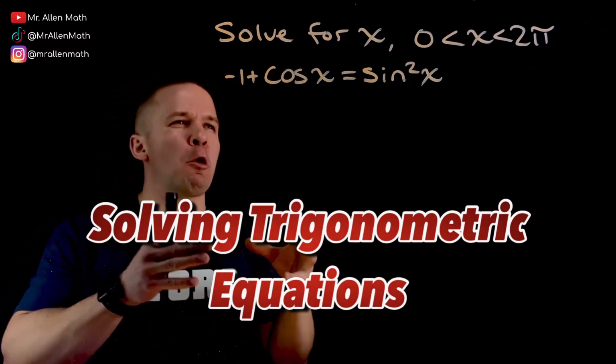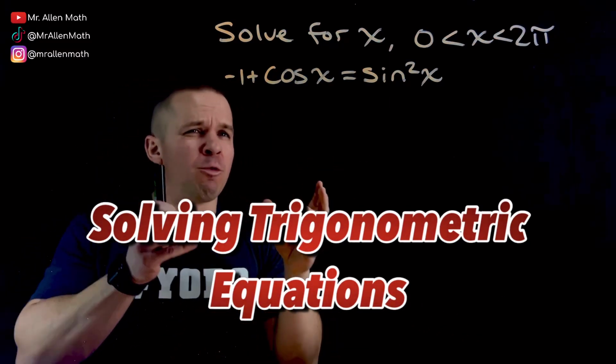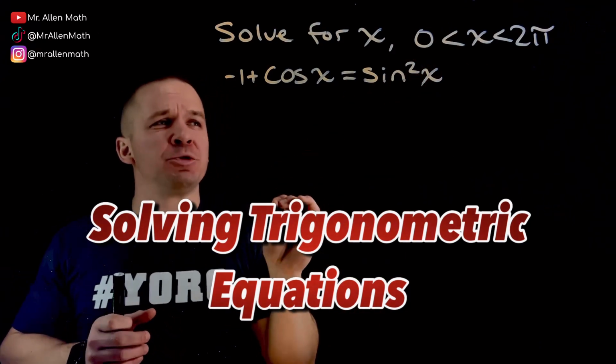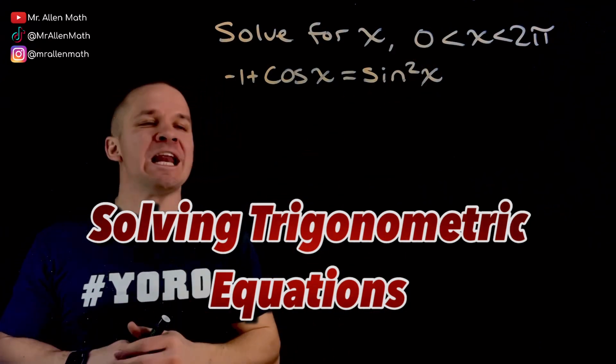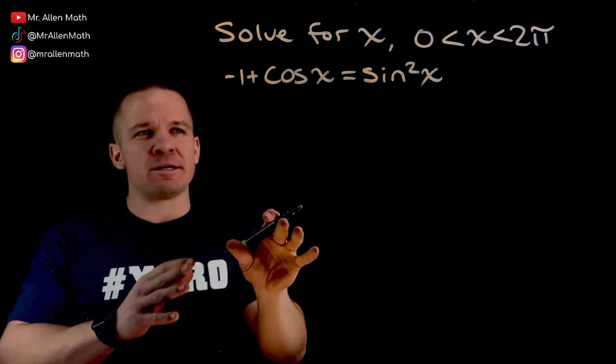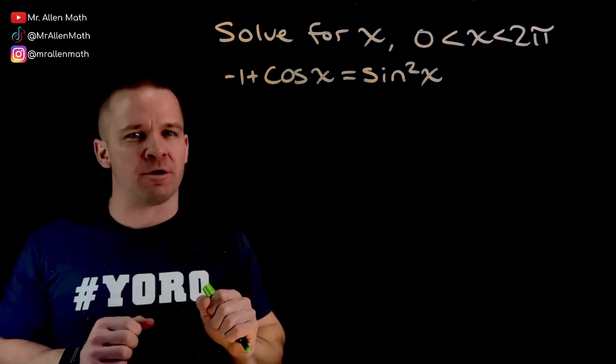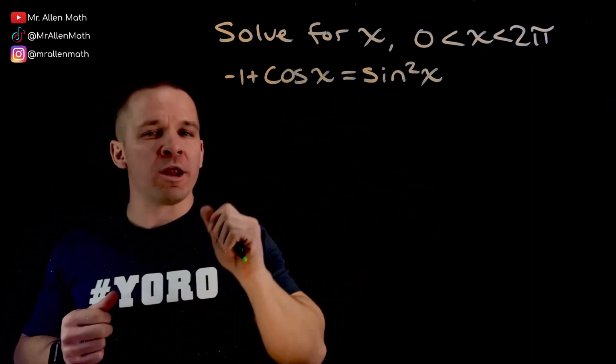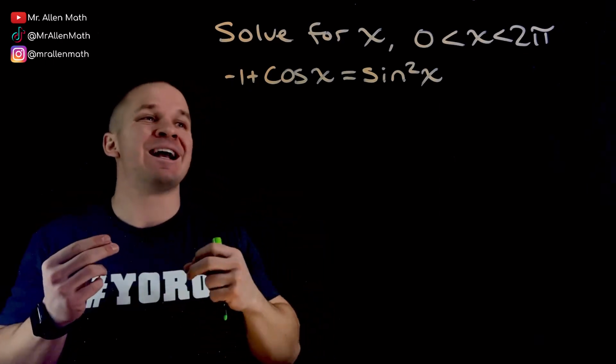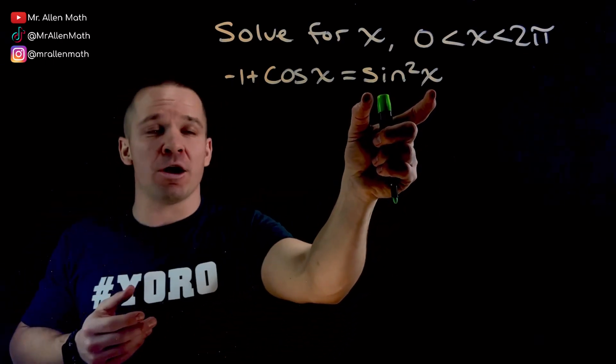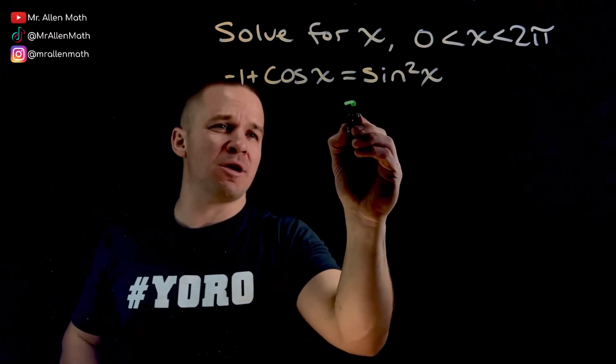We're about to solve for x in this trig equation here, and we've got it bounded between 0 and 2 pi, so we're working with radians in this particular one. Anytime I see two different trig functions within the same equation, and one of them is squared, I can use my Pythagorean identities to change this one into terms of cosine. So let's do that right at the start.